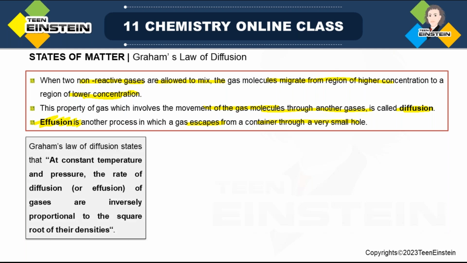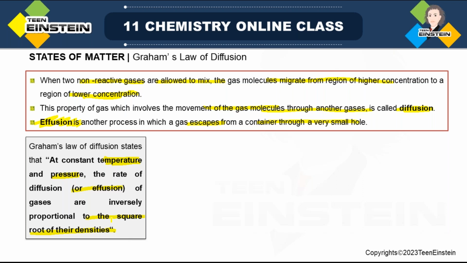Now this law, Graham's law, though it is called Graham's law of diffusion, is also applicable for effusion at constant temperature and pressure. So these two must be constant. The rate of diffusion, in bracket it is also mentioned effusion, of gases, it may be any number of gases, is inversely proportional to the square root of their densities. Suppose you have taken two gases. For the first gas, the density is D1. For the second gas, it is density D2.